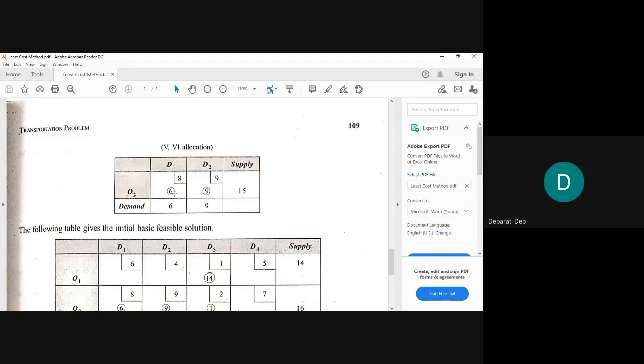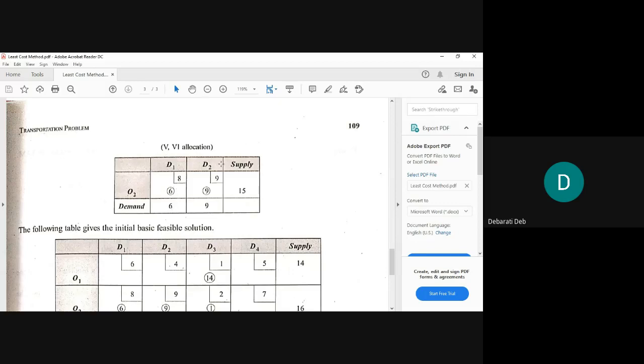Okay, now what will we do? Out of 8 and 9, we will compare which one is the lowest. The lowest is 8, so we will consider the cell O2 and D1. In O2 and D1, the corresponding row total and column total are 6 and 15. Out of 6 and 15, we will allocate 6 in this cell because 6 is lower than 15. So we will allocate the entire 6 here, and thus this row will also be exhausted.